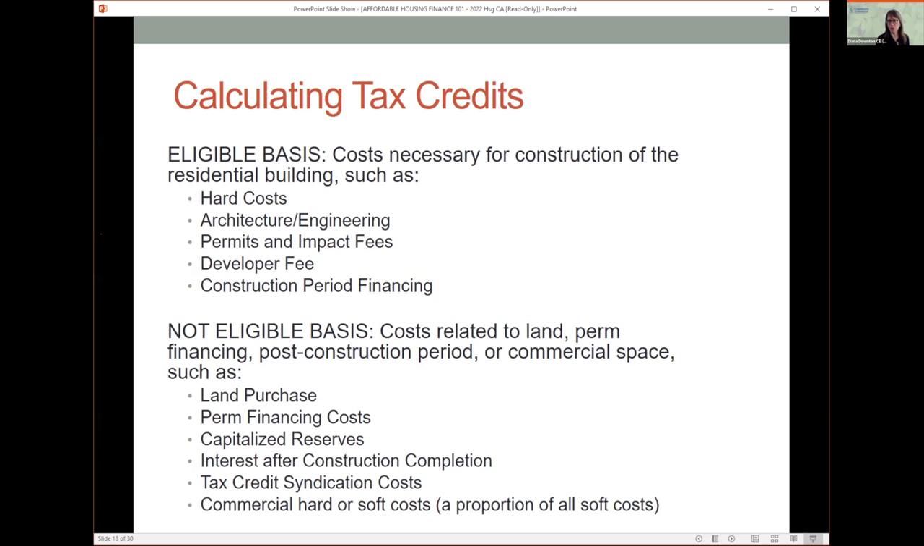Also, I won't get into too much detail, but acquisition of an existing building can also be in eligible basis. But there are a number of costs that are not in eligible basis, which includes land. So any land-related costs cannot be in basis. Permanent financing costs, capitalized reserves, any interest that's incurred after construction completion, any costs related to tax credit syndication, also any costs related to a commercial space, except under certain conditions. In most cases, only residential costs can be included in eligible basis.